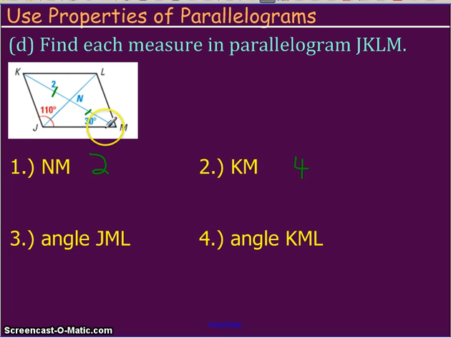Angle JML is this big angle right here. Well, we've got the consecutive angle to it as 110, so what adds to 110 to equal 180? That's going to be 70 degrees. And then we got one more angle here, which is KML. Well, the diagonal is going to bisect this angle here. I'm sorry, that diagonal does not actually bisect that. We've got a 30-degree angle right here. We know that the entire one is 70 degrees. So what's left over out of the 70, if we take away the 30, that would be 40 degrees.